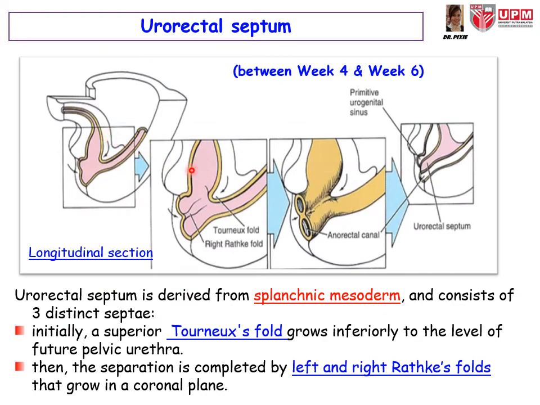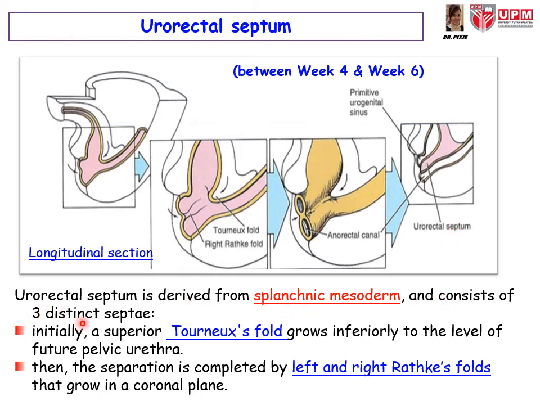Using this series of diagrams showing the embryo between week 4 and week 6, we are going to describe the subdivision of the cloaca into the ventral primitive urogenital sinus and the dorsal anorectal canal. This subdivision of the cloaca is achieved by the growing of the urorectal septum. The urorectal septum is derived from the splanchnic mesoderm.